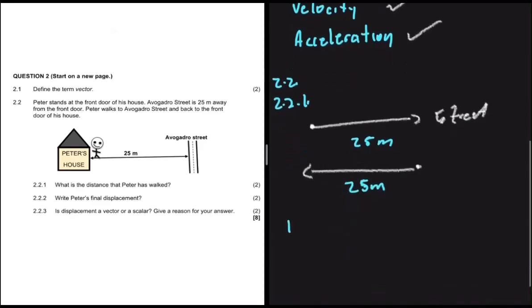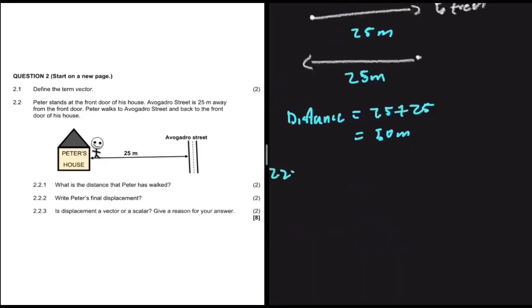So the total distance that Peter has traveled will be equal to the 25 meters from the house to the street plus the other 25 meters from the street to the house, which will give us a total of 50 meters. So this is the distance that Peter has traveled. What about the displacement? Is the displacement also 50 meters? Bear in mind that the distance is a scalar and the displacement is a vector.